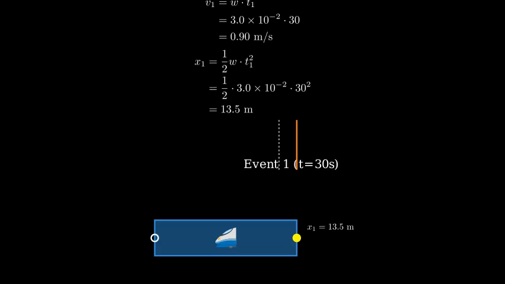At t equals 90 seconds, event 2 occurs. The taillight at the rear switches on. Again, let's calculate the position and velocity for the train at this moment.